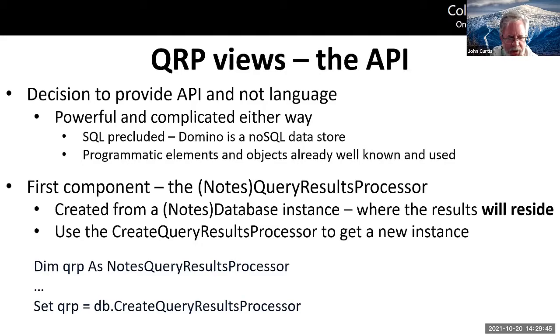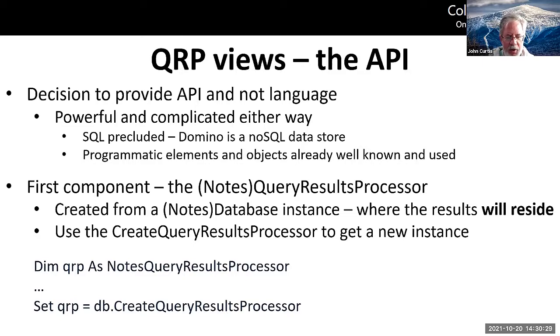So the first piece, the first component is the actual notes query result processor itself, created from a notes database instance. This is where the results will reside. It is the host. It's where the view will be created. You need to have some place to put the view. That's what this is. Okay, and we recommend, by the way, that you choose a place that's different from the source. You can choose whatever you want. But because of the volatility of these things and the chance of doing damage to production data, we recommend having a place. I'm going to show you a database I call QRP View Store, where I create these views and I reuse them. I pull them in.